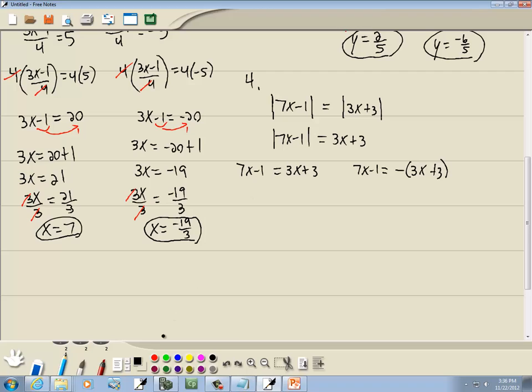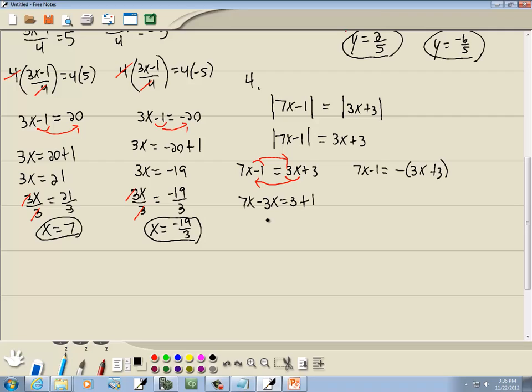Well, let's solve this one on the left first. There's no parentheses, there's no fractions. Get everything with an x on one side, numbers on the other. So I'll take 3x over, and I'll take negative 1 over. So we're getting everything with the x on the left side, and we're getting all the numbers on the right side.